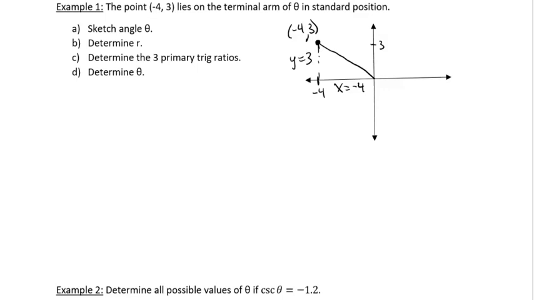That's all we know so far. That's part A. We've sketched the angle. Now for part B, it says determine what the r value is. Well, the r value, we use the fact that it's a 90-degree triangle, and we use the Pythagorean theorem to solve that. So a squared plus b squared equals c squared.